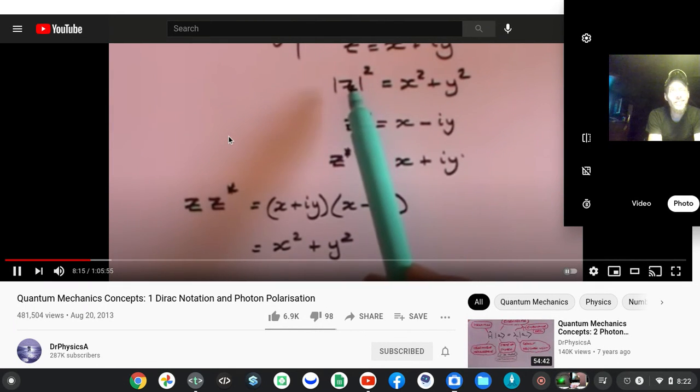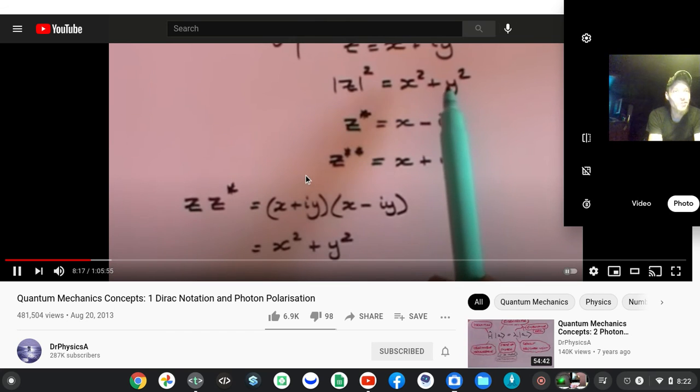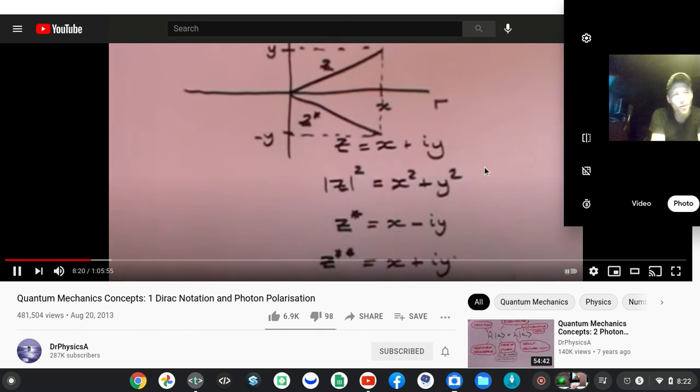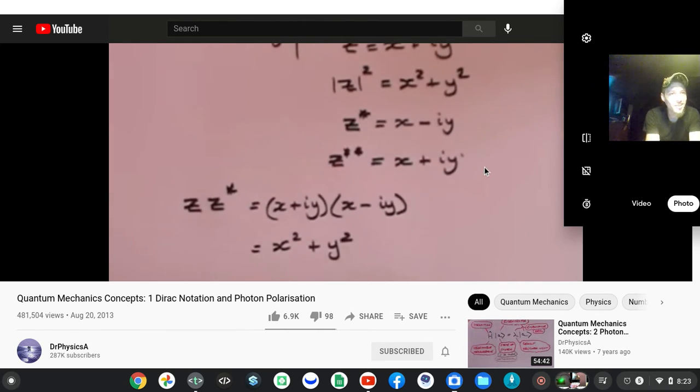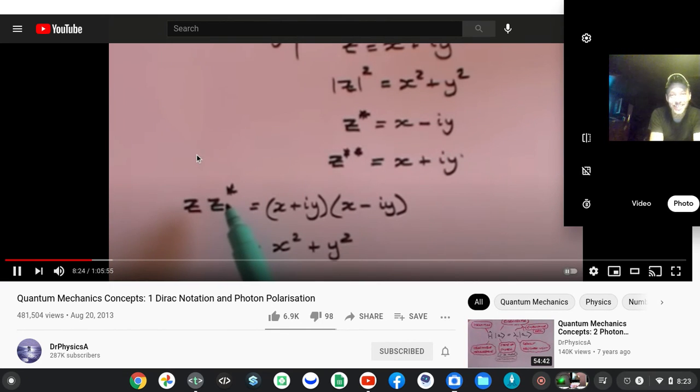So modulus of z squared is x squared plus y squared from Pythagoras. But you get the same result if you multiply the number by its complex conjugate.